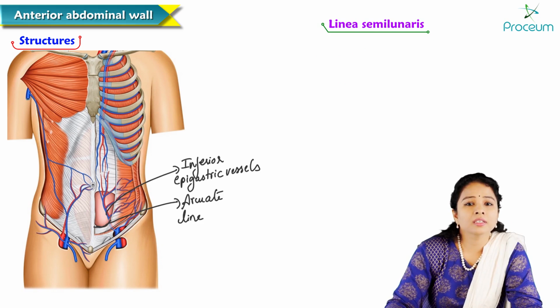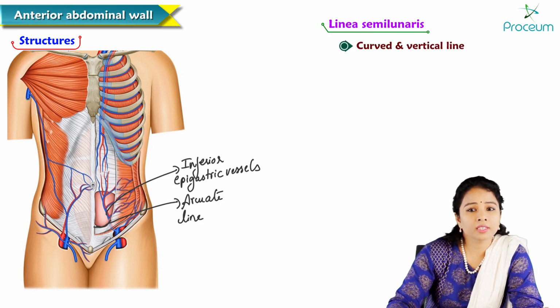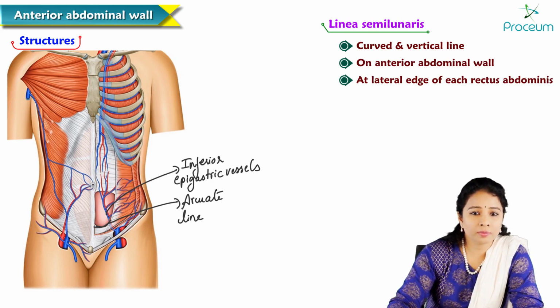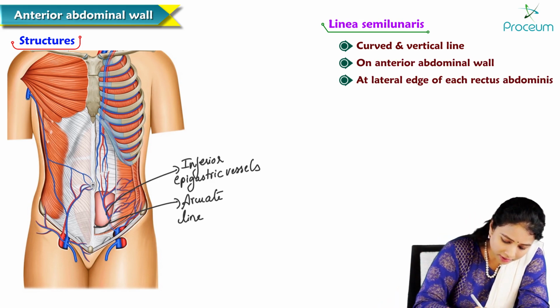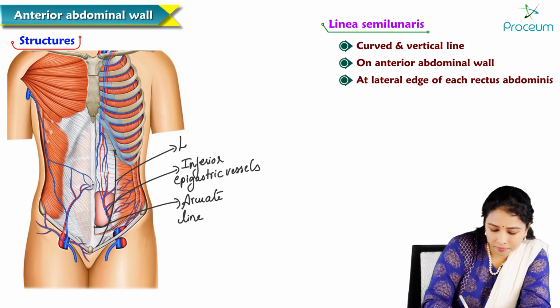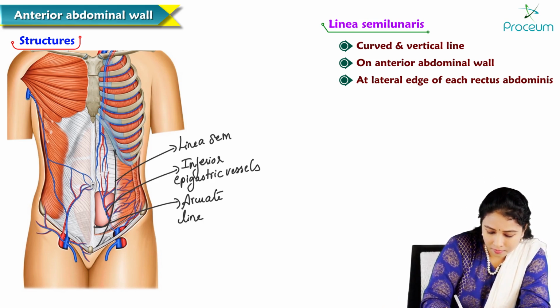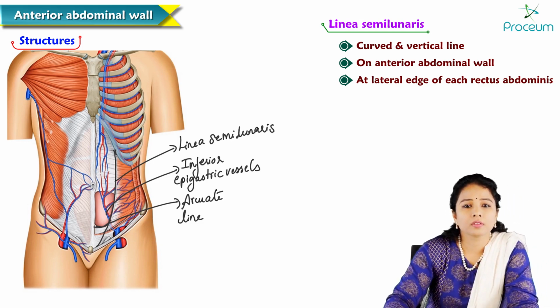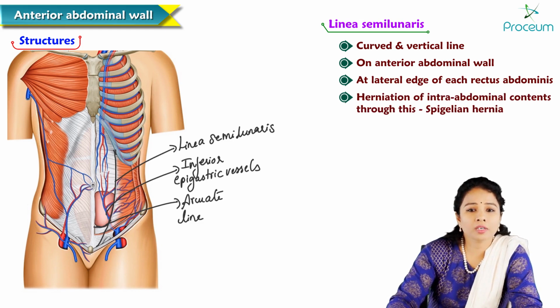Linea semilunaris is a curved vertical line on the anterior abdominal wall at the lateral edge of the rectus abdominis muscle. So along the lateral edge of the rectus abdominis muscle, if we draw a curved vertical line, it is the linea semilunaris. The herniation of intra-abdominal contents through the linea semilunaris is known as Spigelian hernia.